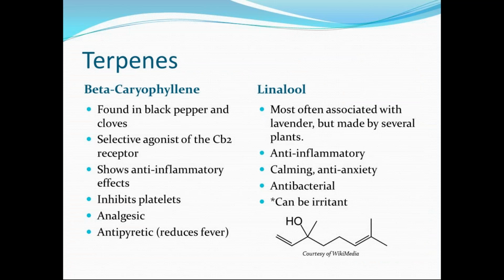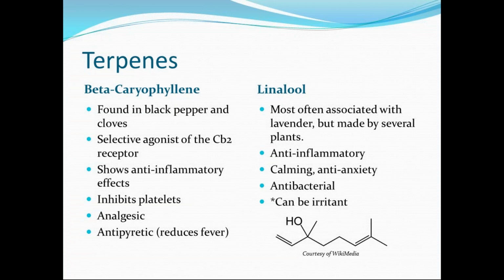My favorite, or one of them, I have two favorites. The first one is beta-caryophyllene. It's found in black pepper and cloves. I tend to use clove oil in my muscle rub, and there's a reason for that. Technically speaking, beta-caryophyllene could be considered a cannabinoid because it is the selective agonist of the CB2 receptor and the only terpene that actually directly interacts with the endocannabinoid system.